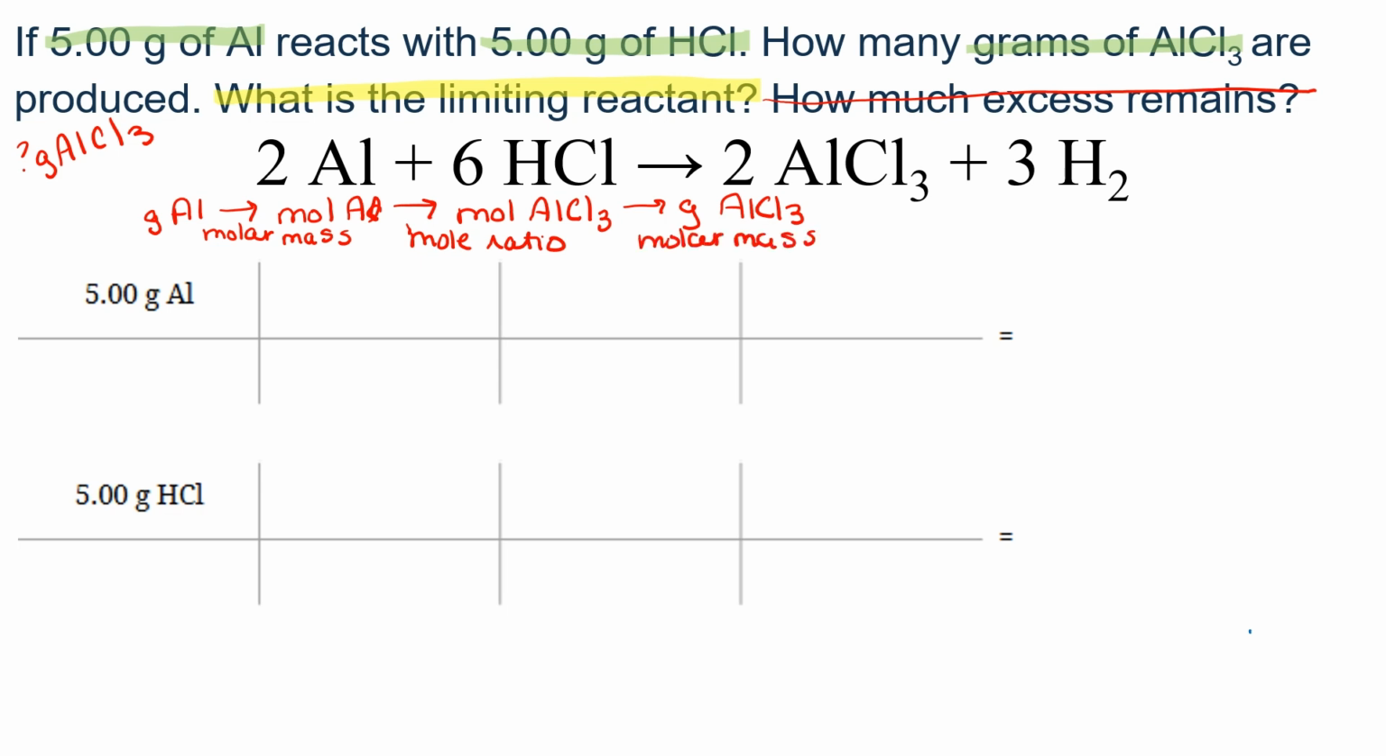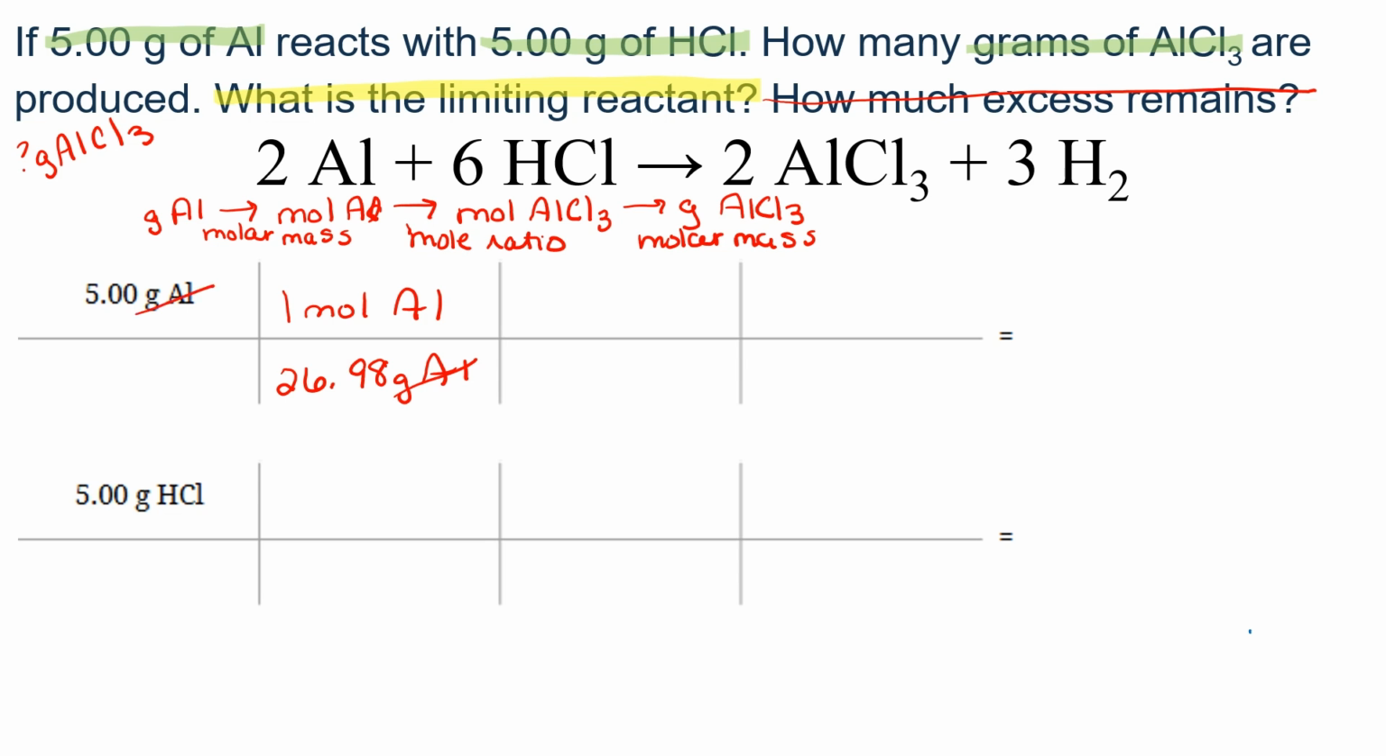So let's go ahead and fill in my picket fence. So I know that I'm starting with 5 grams of aluminum. 1 mole of aluminum, I'm going to look at my periodic table, is 26.98 grams of aluminum. My grams of aluminum cancel.